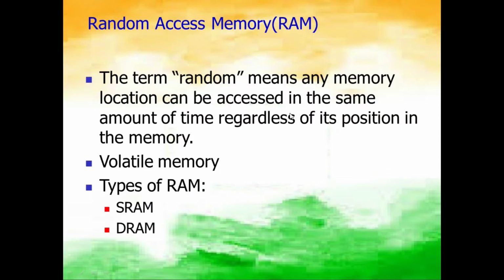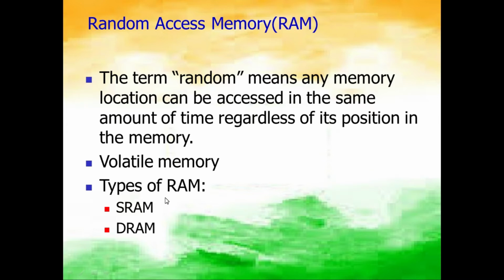Moving forward, the RAM, random access memory. The term random means any memory location can be accessed in the same amount of time regardless of its position in the memory. This is very important. The quantity of RAM in the computer or laptop may be 8 GB, 10 GB or 12 GB. It shows how fast your computer or laptop will be, how fast it accesses the data. And random access memory is a volatile memory. It means once the power is off, the data gets removed.